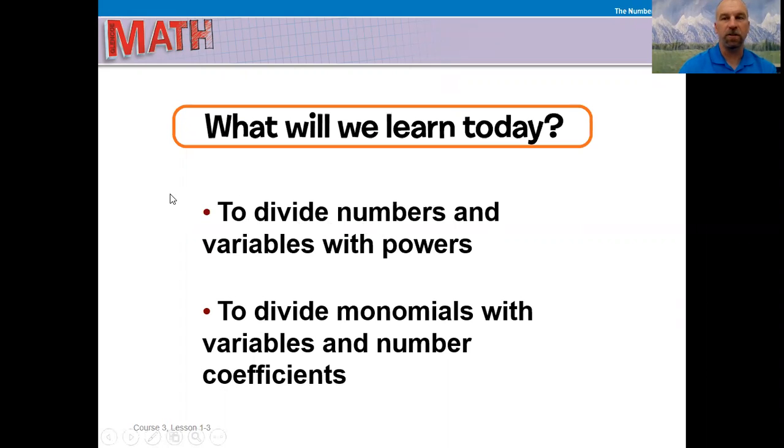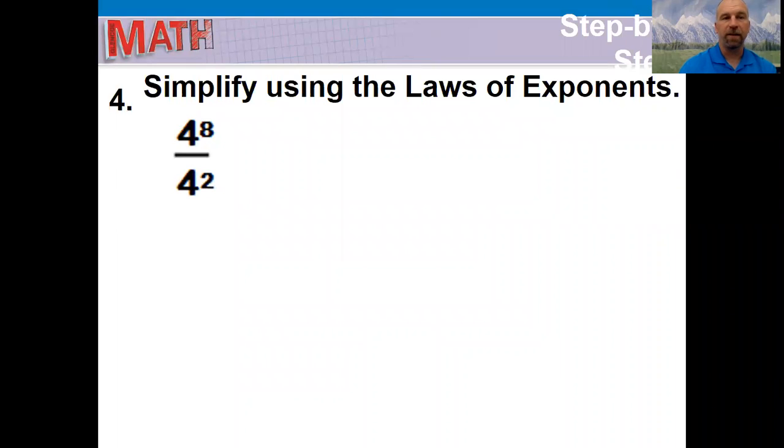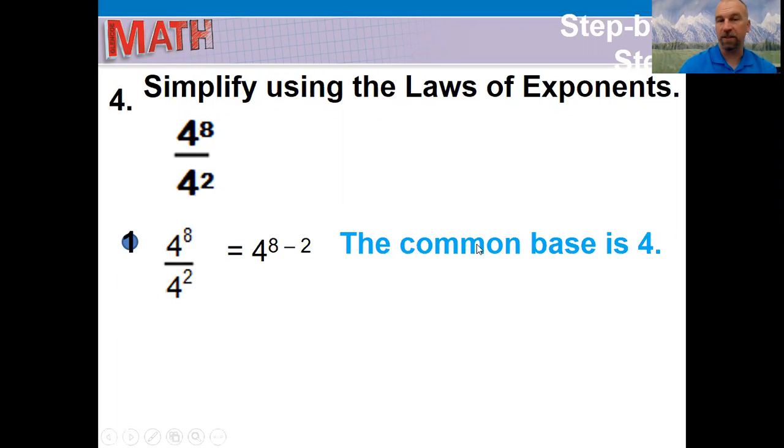So you can imagine division, just like the opposite of multiplication, the rule is the opposite. Think about this, 4 to the 8th power divided by 4 to the 2nd power. Just like multiplication, the bases are not going to change. The exponents will change. So, multiplication, what did we do with the exponents? We added. Division, what do we do? We do the opposite, we subtract.